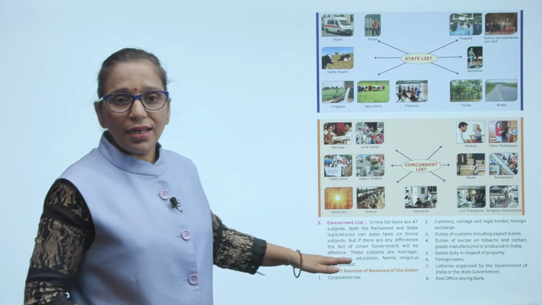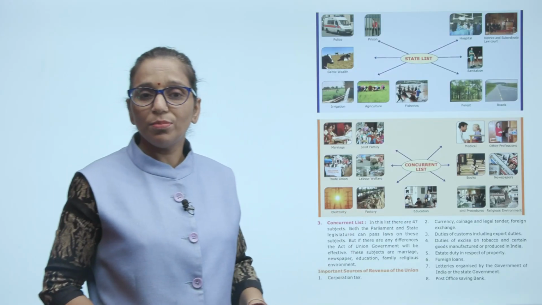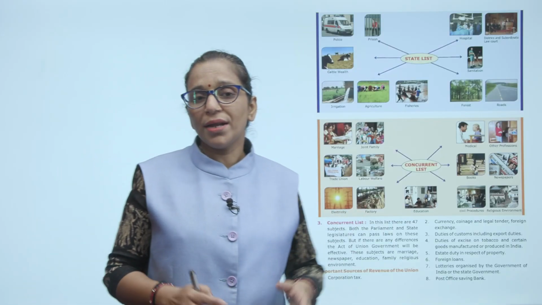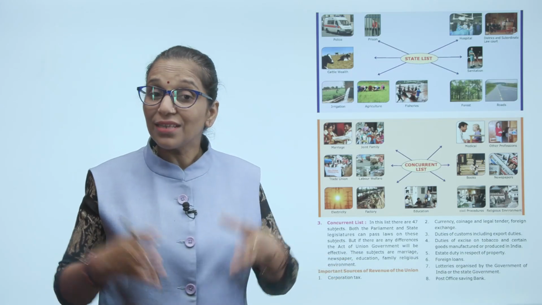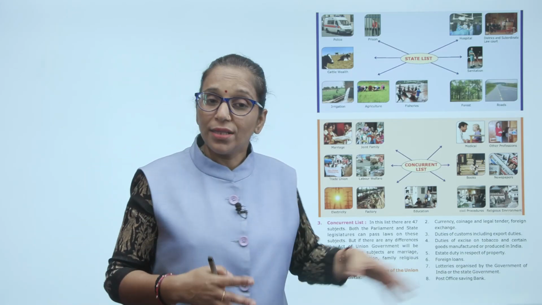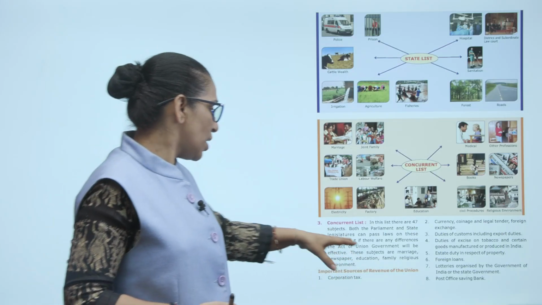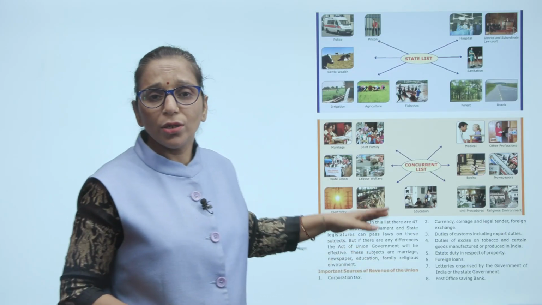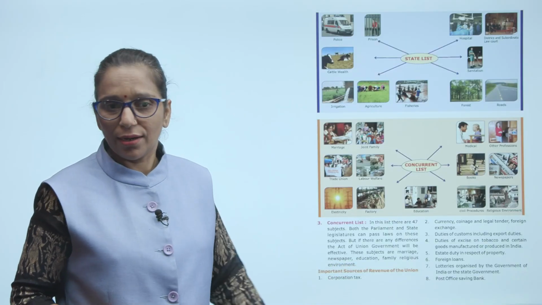Now we have the third list, that is the concurrent list. In this list there are 47 subjects mentioned and both the Parliament and the state legislature can make a law on these subjects. But if there is any difference, any conflict, then whatever the central government, union government says, that comes into effect. Like marriage, newspaper, education, family, religion, environment, etc. So this is the concurrent list.